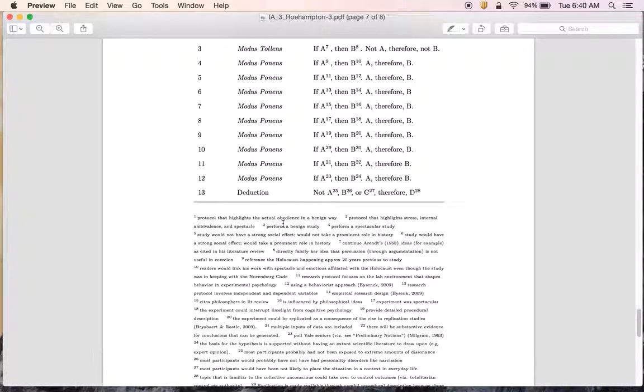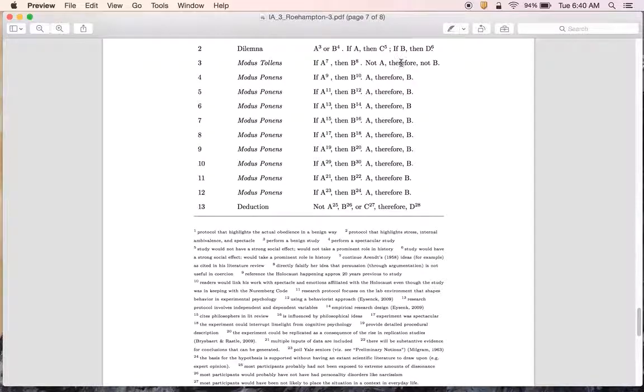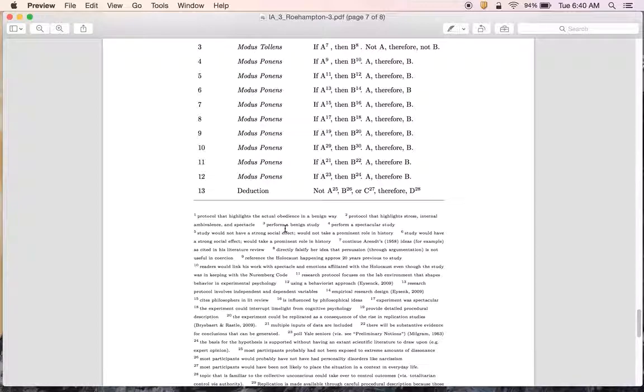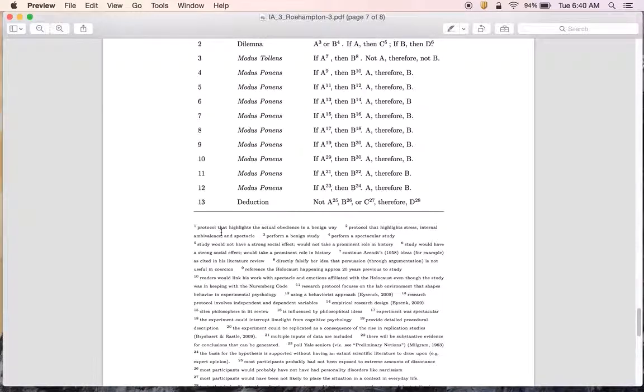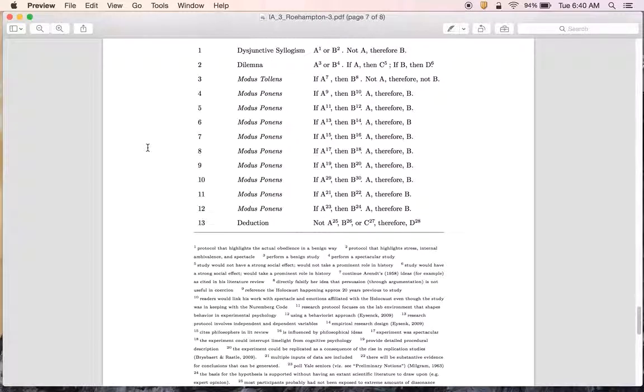3. If you perform a benign study, A, then C. If you perform a benign study, the study would not have a strong social effect. It would not take a prominent role in history. Why? Because nobody really remembers those things. But B, if you perform a spectacular study, then the reasoning is that the study would have a strong social effect and it would take that prominent role in history, okay? This is really, really basic, but it's what builds arguments, okay?